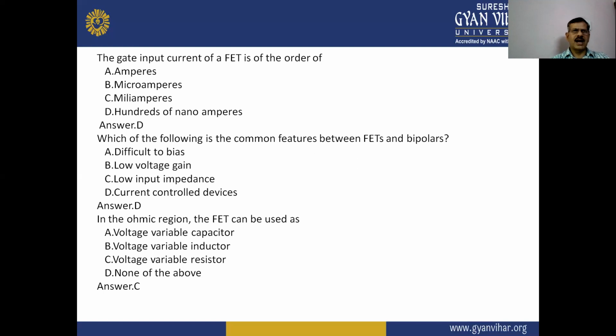And next and last question. In the ohmic region, the FET can be used as: option A, voltage variable capacitor, option B, voltage variable inductor, option C, voltage variable resistor, option D, none of the above. So in the ohmic region, the FET can be used as a voltage variable resistor, or VVR.